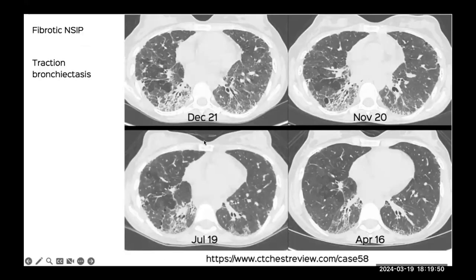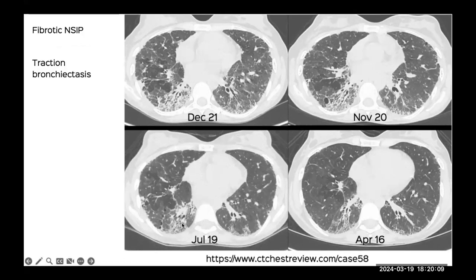Now we call it fibrotic NSIP when we see areas of traction bronchiectasis. If we see honeycombing, then we will call it a UIP pattern. And it could be an atypical UIP pattern or a variant pattern, which we may discuss in the future when we look at CTD-ILD per se.